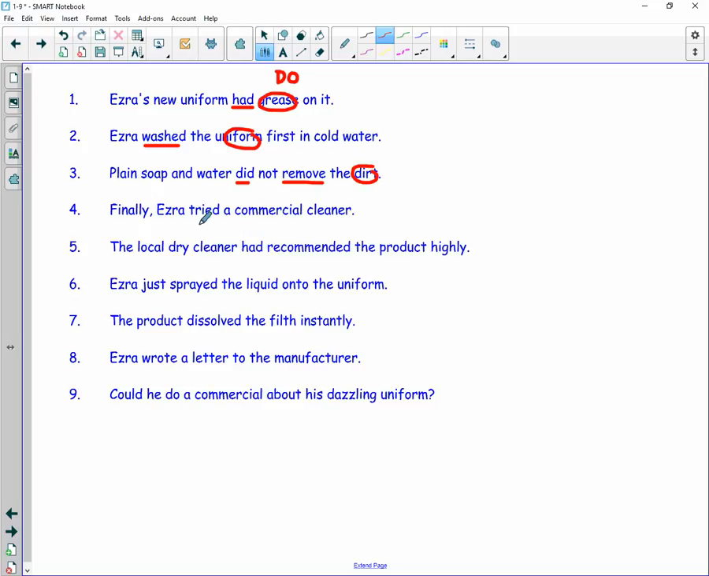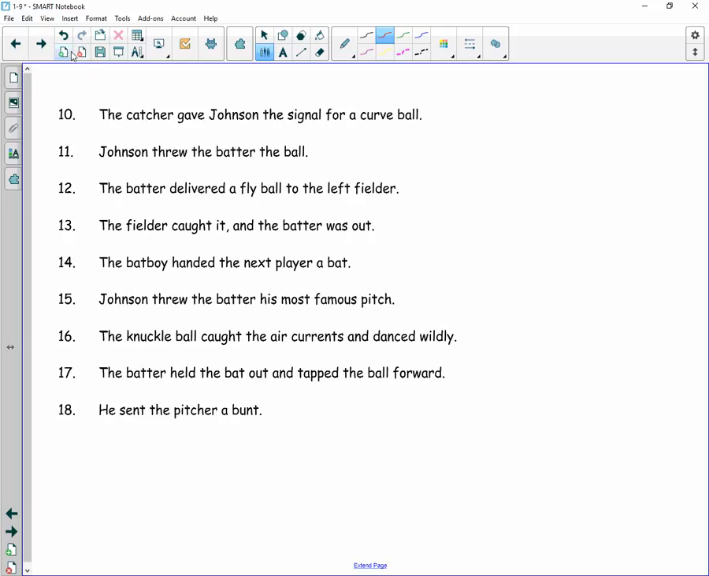Finally, Ezra tried a commercial cleaner. Tried what? Cleaner. The local dry cleaner had recommended the product highly. Had recommended what? The product. Ezra just sprayed the liquid onto the uniform. Just sprayed what? Liquid. The product dissolved the filth instantly. Dissolved what? Filth. Ezra wrote a letter to the manufacturer. Wrote what? Letter. Could he do a commercial about his dazzling uniform? Could do what? Commercial.